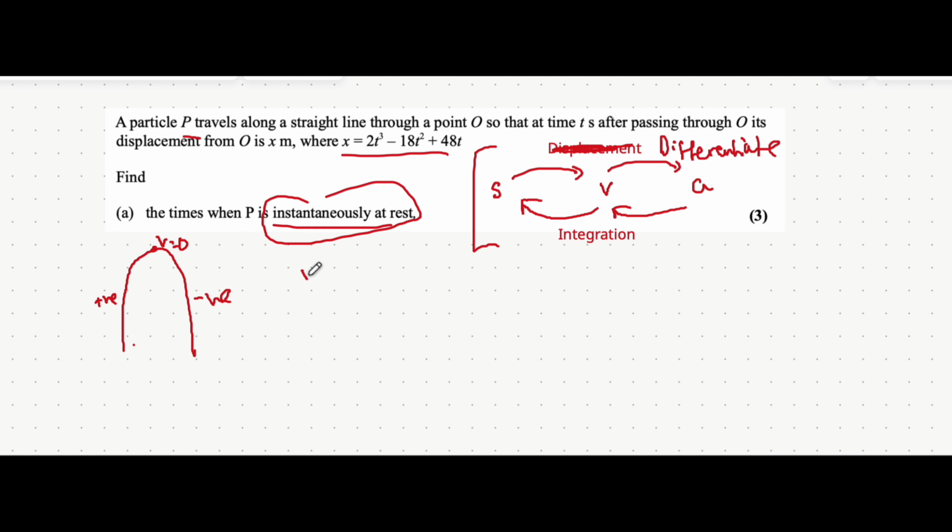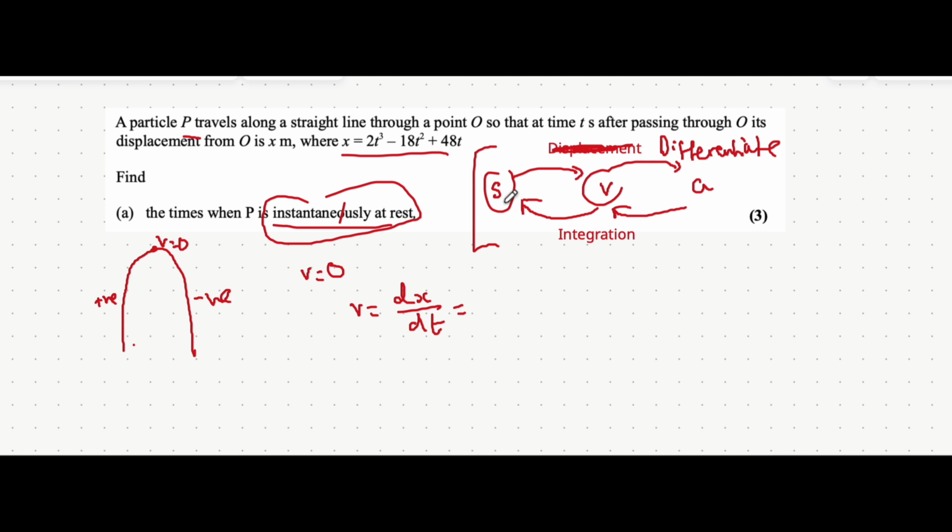So what we can do is find an equation for the velocity and make it equal to zero. Solving that equation will give you the times when the particle is instantaneously at rest. Okay, so now that we've established that, how do we get to the velocity from the displacement equation? Well, to go from displacement to velocity, we'd have to differentiate displacement. Writing that out, that means that velocity is a differential of the displacement with respect to time.